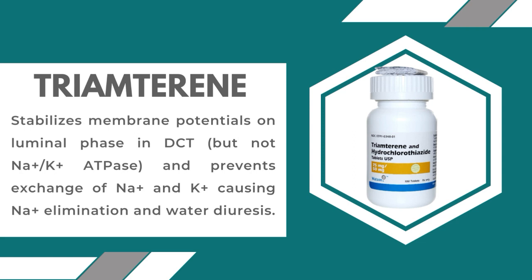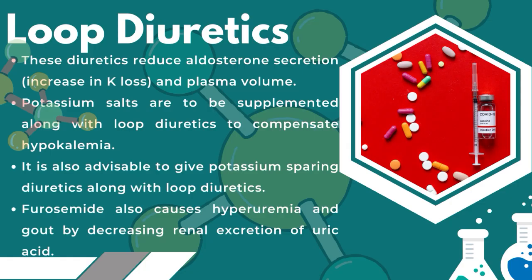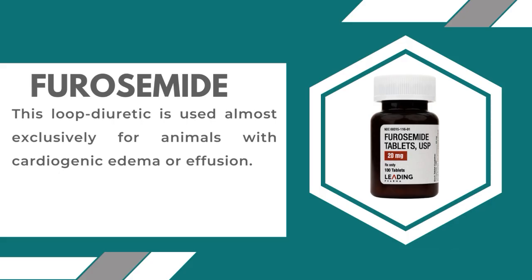Loop diuretics. These diuretics reduce aldosterone secretion and plasma volume. Potassium salts are to be supplemented along with loop diuretics to compensate for hypokalemia. It is also advisable to give potassium-sparing diuretics along with loop diuretics. Furosemide also causes hyperuricemia and gout by decreasing renal excretion of uric acid. Examples of loop diuretics are furosemide, bumetanide, and piretanide. Furosemide is a loop diuretic used almost exclusively for animals with cardiogenic edema or effusion.